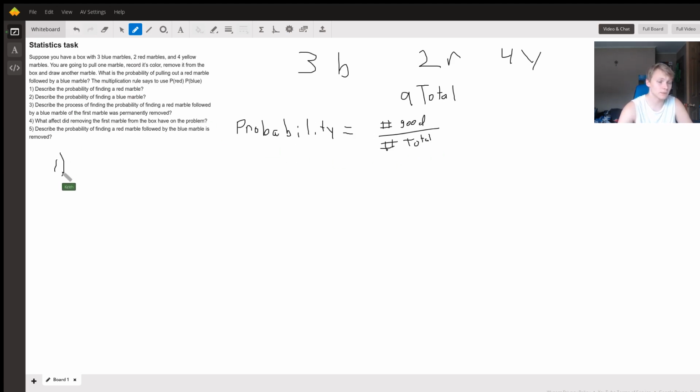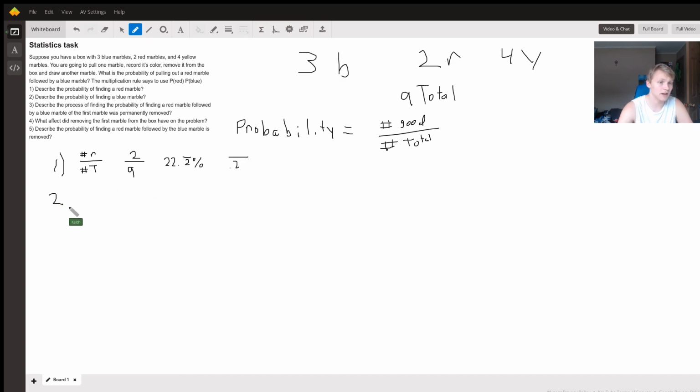What's the probability of finding a red marble? Well, we want to find the number of favorable events, so in this case, the number of red divided by the total number of marbles. If you have one red marble in a box of 1,000,000 marbles, there's a 1 in 1,000,000 chance. Well, here we have 2 red marbles in the box. And how many marbles total? We have 3 plus 2 plus 4 is 9 total marbles, giving us a 2/9 probability, or 22.2 repeating percent. So 0.2 repeating.